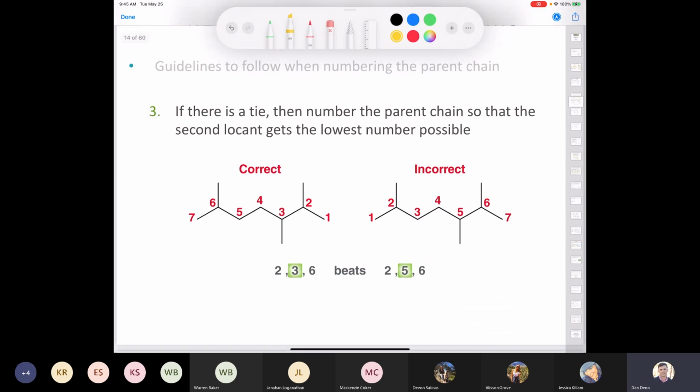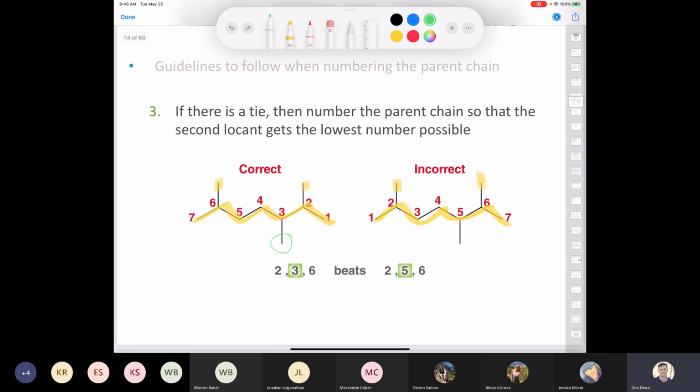So if there's a tie, and we always have to give you an example where there's a tie so that you know this rule, if there's a tie, you go for the second one, right? So here you can see that you have the longest carbon chain, okay? Both in the correct one and the incorrect one. There's the longest carbon chain. I know you can identify it, okay? But here you've got methyl groups, one away from the end of both of them. But then you have, so that's all tied, right? So the tiebreaker is this one here, which would be on carbon 3, and so the correct way would be to start over here instead of giving it the number 5. So 2, 3, 6 beats 2, 5, 6.